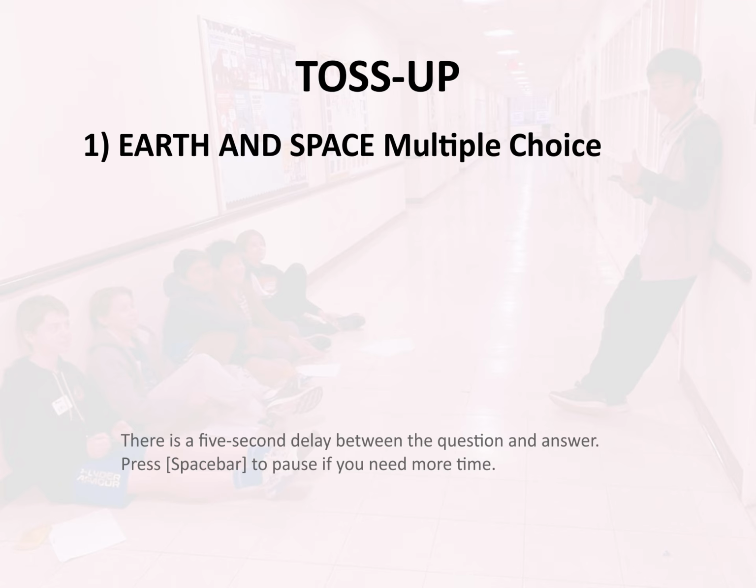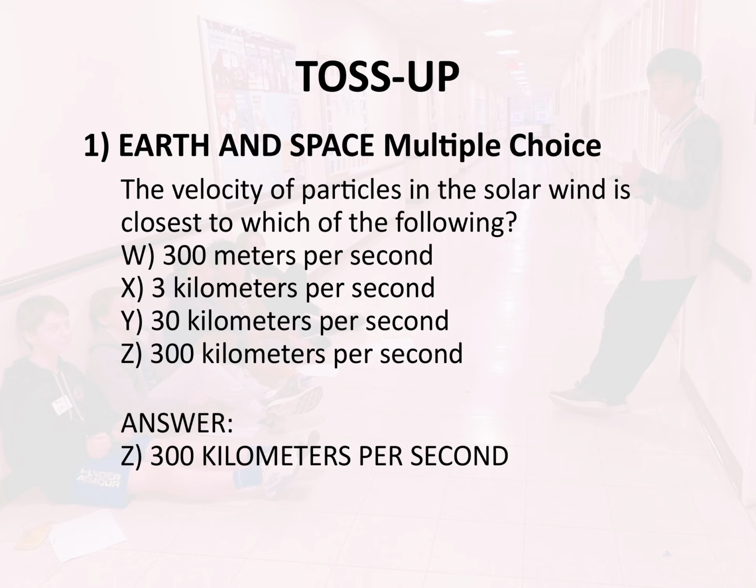Toss-up 1. Earth and space multiple choice. The velocity of particles in the solar wind is closest to which of the following? W. 300 meters per second. X. 3 kilometers per second. Y. 30 kilometers per second. Z. 300 kilometers per second. Answer. Z. 300 kilometers per second.